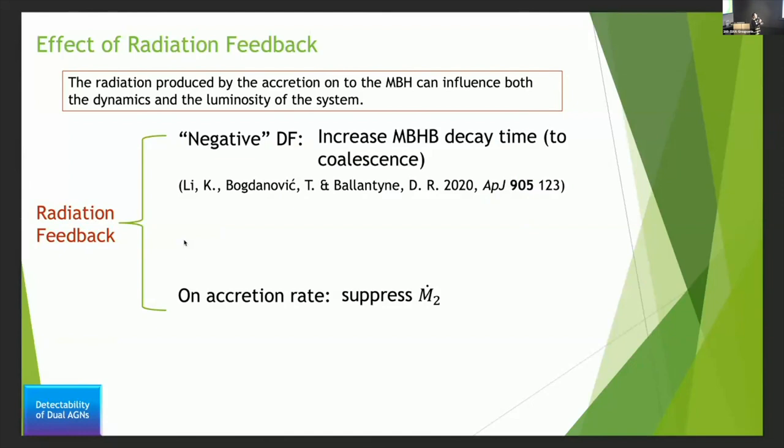In this case, the radiation feedback acting on the dynamical aspect will increase the massive black hole binary coalescence time and also decrease their coalescence rate. You can find more details in our paper here, but in this exercise, we know that this negative dynamical friction will hold the two black holes as a binary for a longer time, which will actually increase their detectability as DUAGNs. On the other side, we have this radiation feedback suppressing our accretion rate and also suppressing the luminosity. So in summary, radiation feedback has two aspects. First, on the dynamical aspect, it will increase the decay time and increase the detectability. However, on the other side, the suppression of luminosity is severely stronger than the first effect. And this combination will result in an overall negative effect on the detectability due to the radiation feedback.